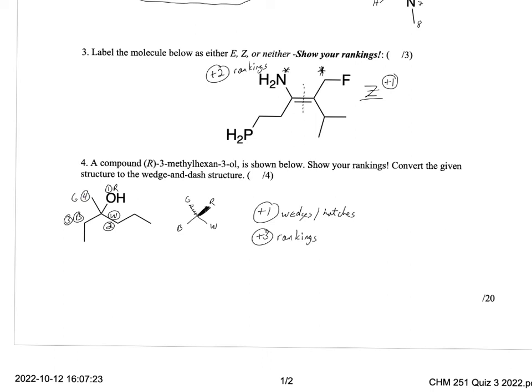Now you grab your model and you put the wedges and hatches in. There's lots of different ways to do it. This is one way. So you said red, white, and blue. So this is R. So: rankings and wedges and hatches.